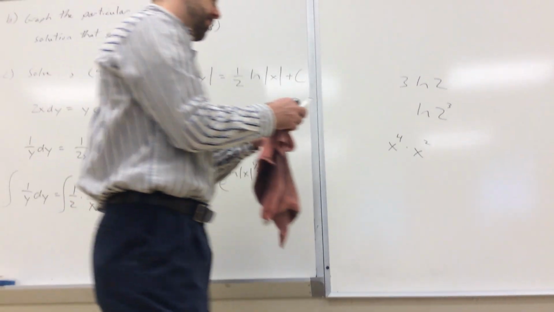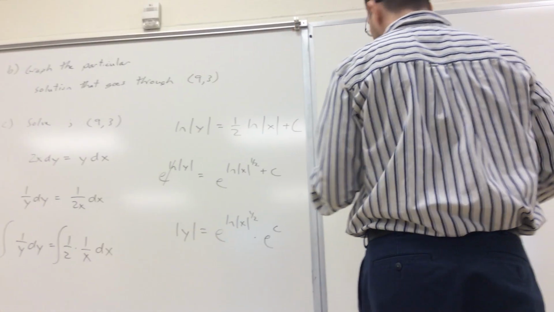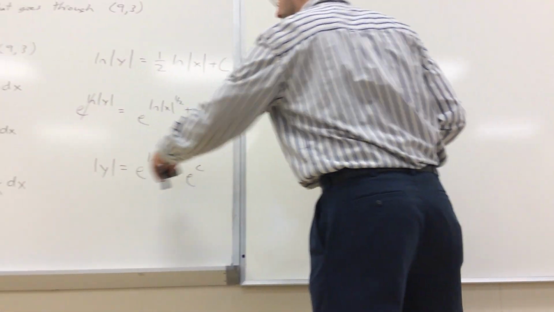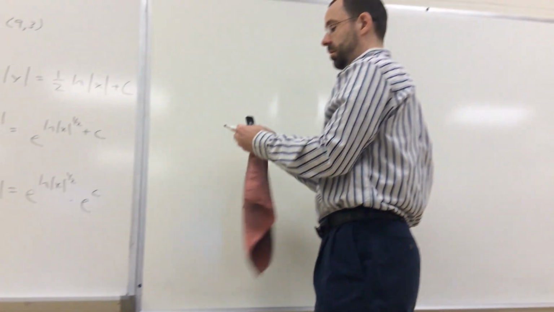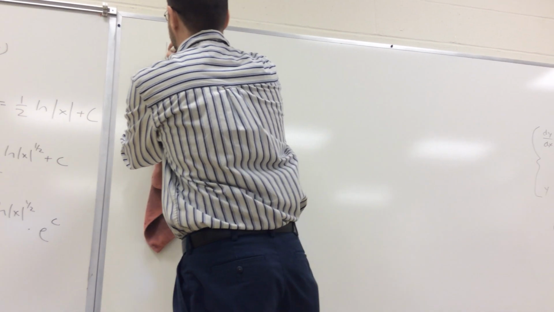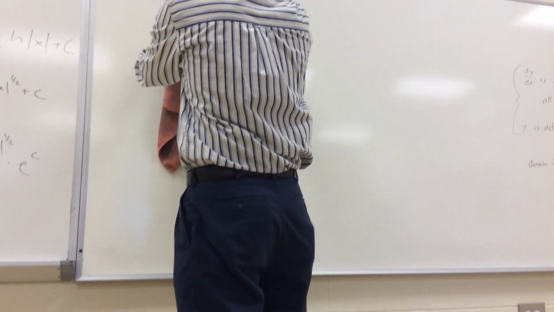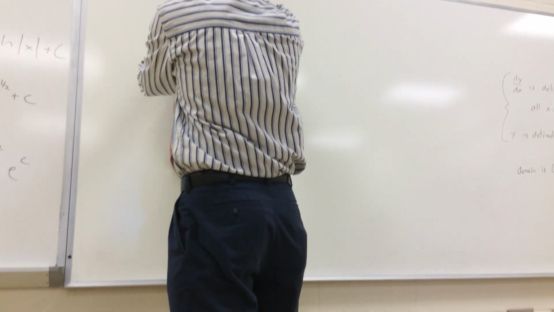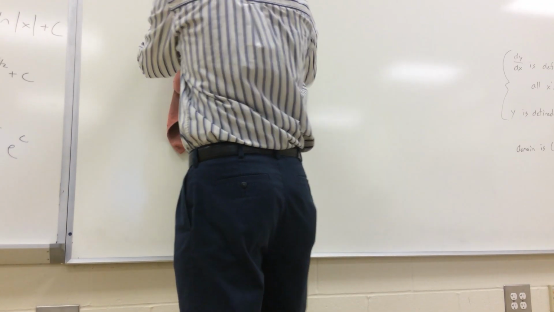All right. So then that's convenient because then this e and that natural log cross out. So we've got the absolute value of y equals absolute value of x to the 1/2 times e to the c.